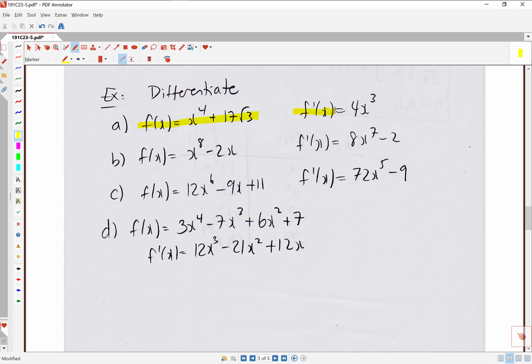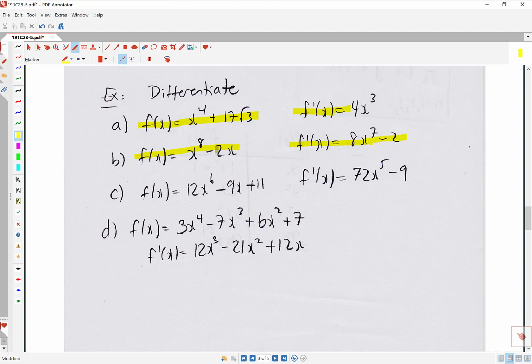So f prime of x is equal to, well, the derivative of x to the 4th is 4x cubed, and then this 17 root 3 here is a constant, so its derivative is 0. So it's really like saying 4x cubed plus 0, but then we don't write down the plus 0. Okay, part B, our function is x to the 8 minus 2x. So f prime of x is going to be 8x to the 7 minus 2.